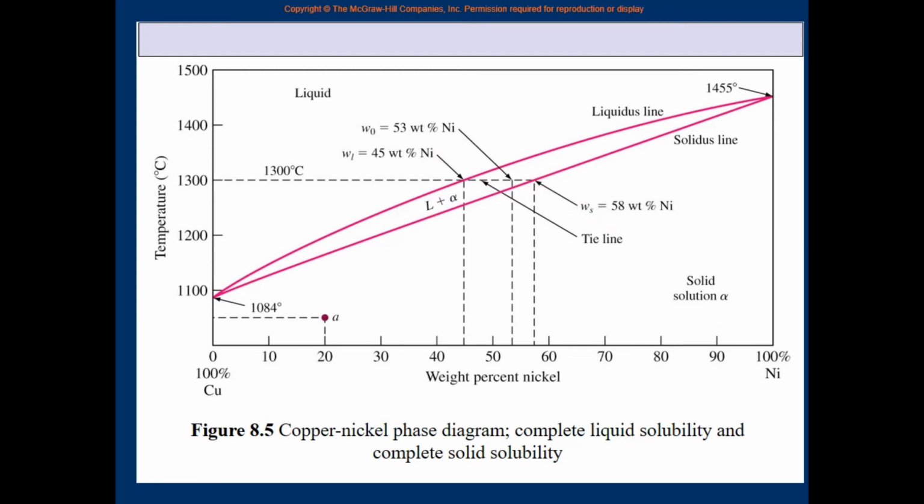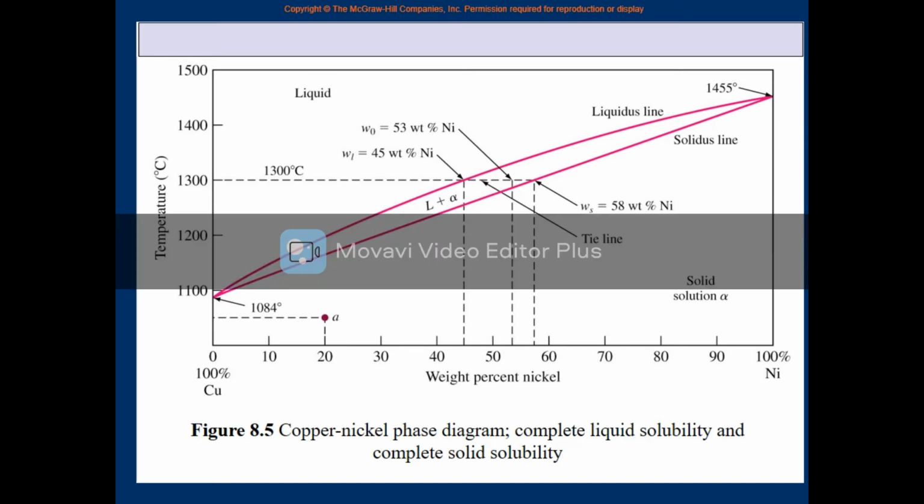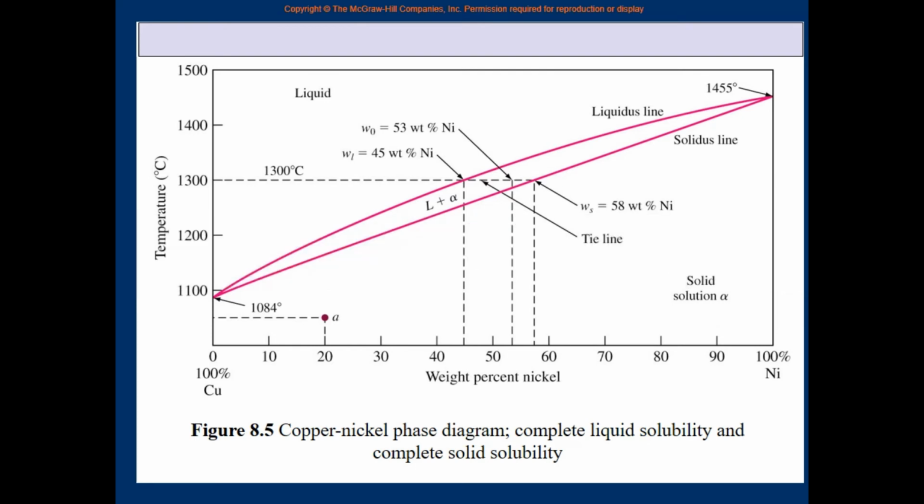So what is the first part of the question always when we are giving you a phase diagram? That we give you an original alloy composition and a temperature. At this temperature, for this alloy, how many phases are there? That is the first question. So here we have two phases, liquid and solid.